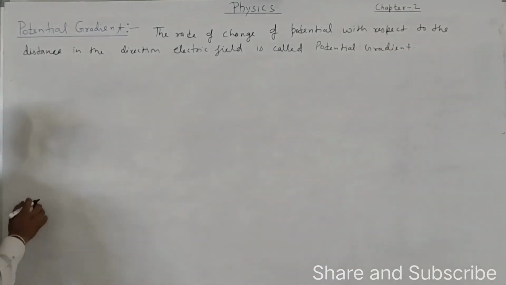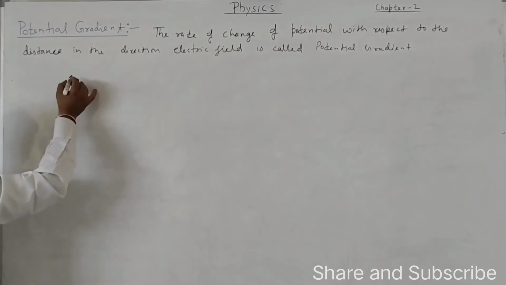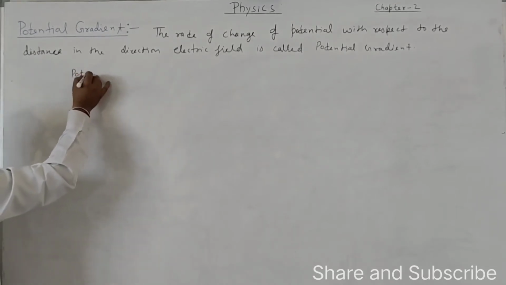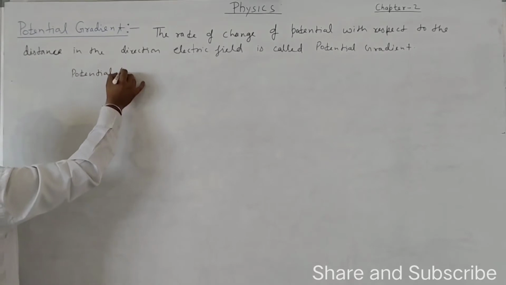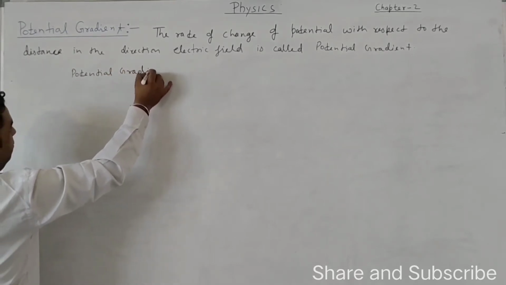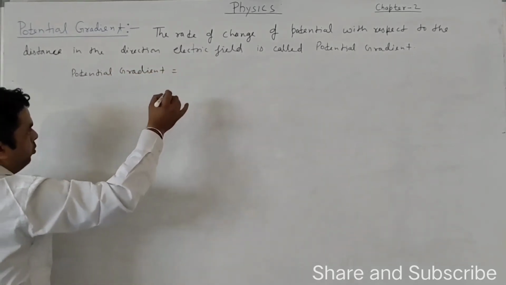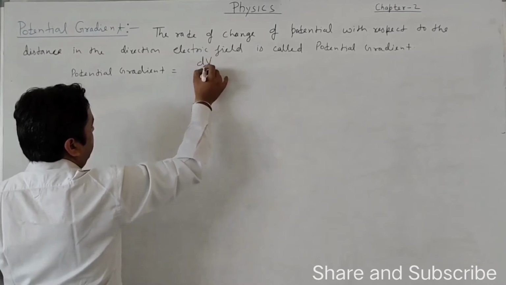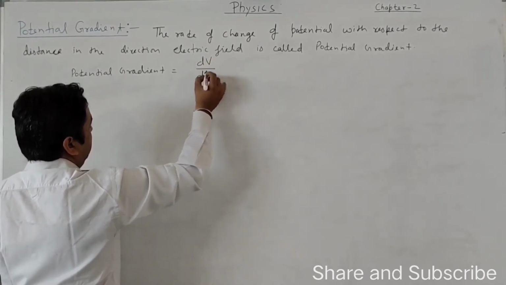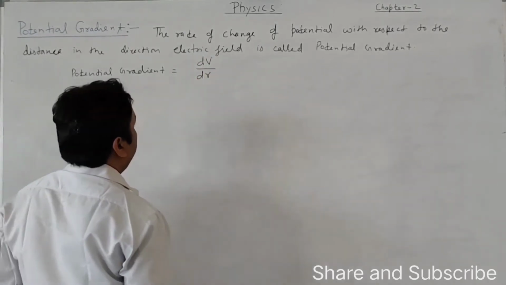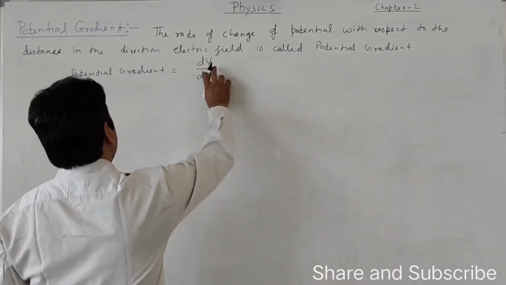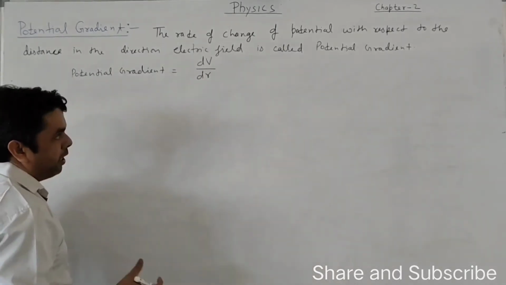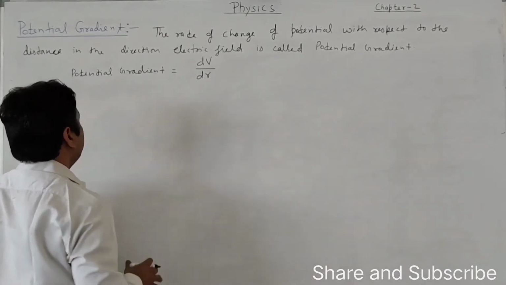Now mathematically what will it be? Mathematically we can write the potential gradient will be equal to the change in potential with change in direction, change in distance. So it is the ratio of these two quantities in the direction of the electric field that is called potential gradient.